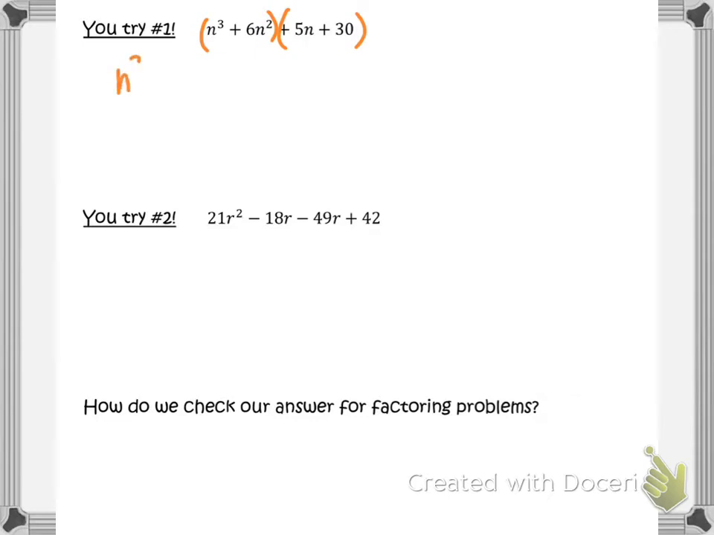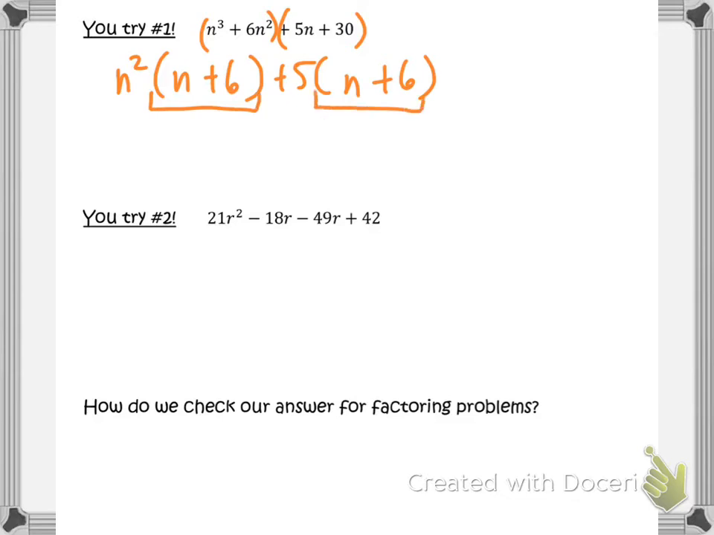I can take out an n squared. I'm left with an n plus 6. The second term, I can factor out a plus 5. I'm left with an n plus 6. No coincidence that these two are common binomials, so I can undistribute this.